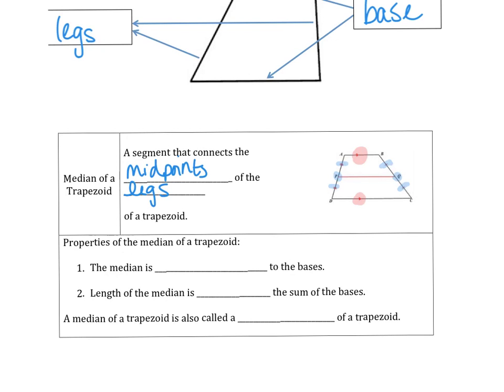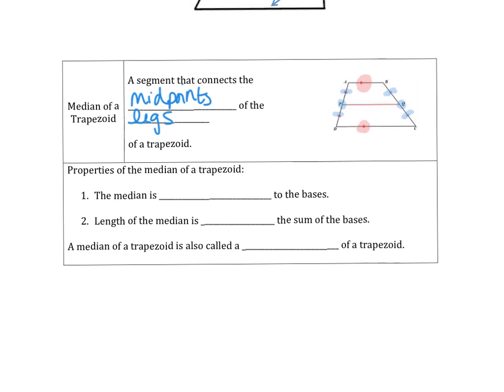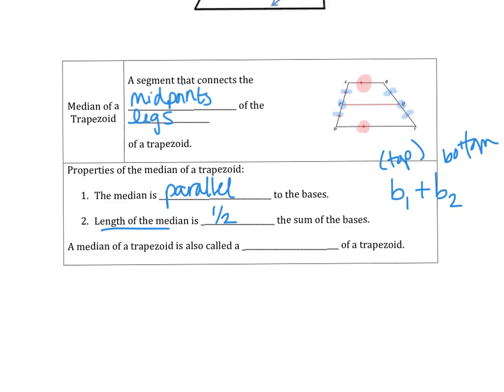All right, moving down here, there's some properties of the median of the trapezoid. The median is going to be parallel to the bases, and the length of the median, so we're talking the distance, or the length of the median is half the sum of the bases. So I would add base 1 plus base 2, so that's maybe the top base and the bottom base, and then we're going to divide that by 2.